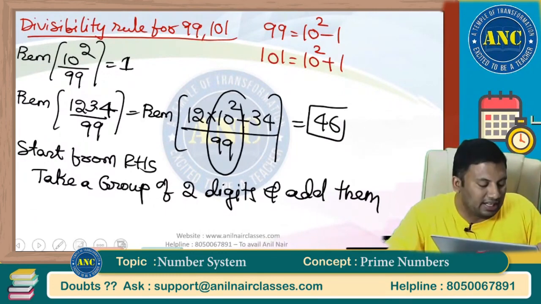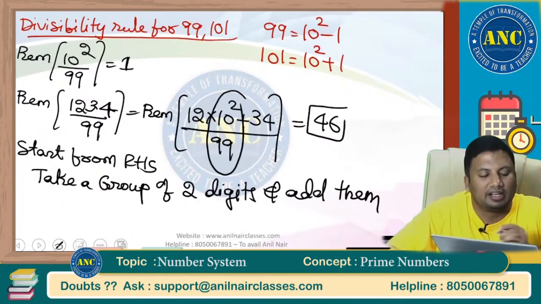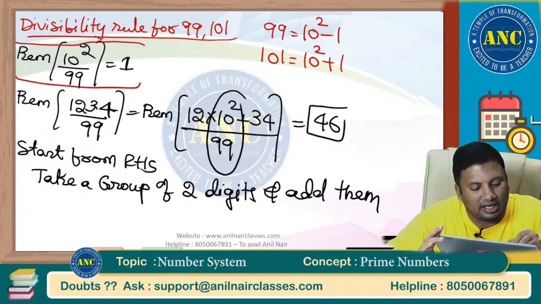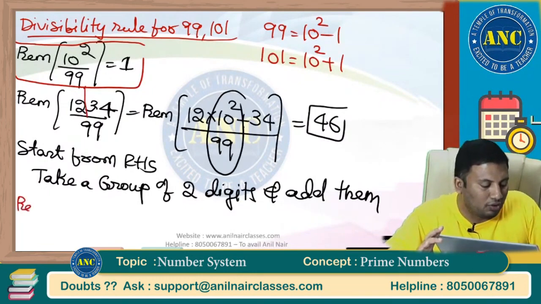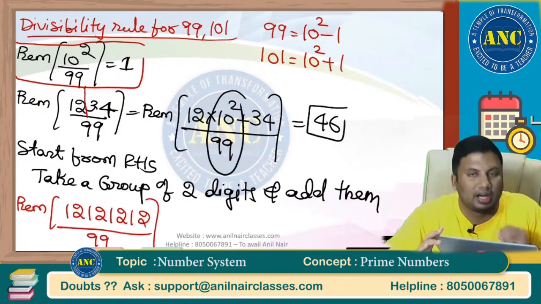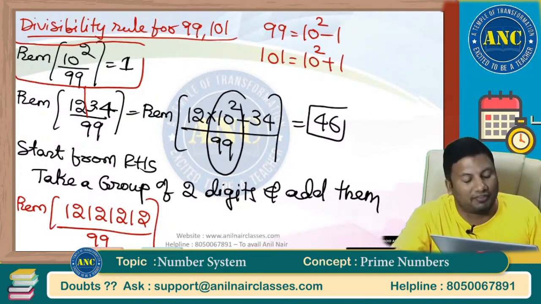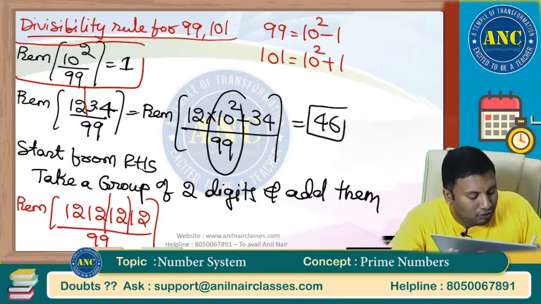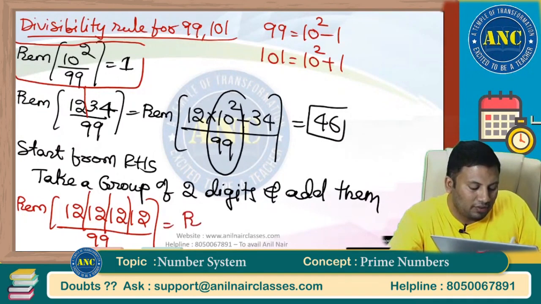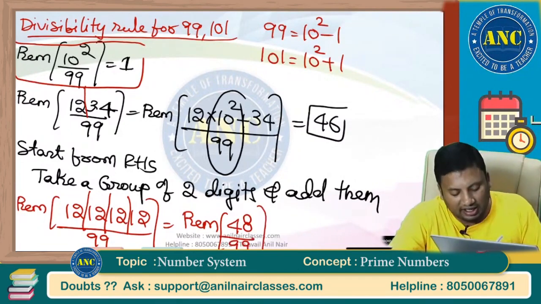I hope the idea is clear. Just adding. Why? Because 10 square divided by 99 is nothing but 1. So start from the right hand side and take a group of 2 digits. Suppose the question is 12121212 divided by 99. You don't need to do the divisibility rule of 9 and 11. Take a group of 2 digits and add them. 12, 12, 12 added 4 times is 48. 48 divided by 99, 99 zeros are 0. The answer is 48.